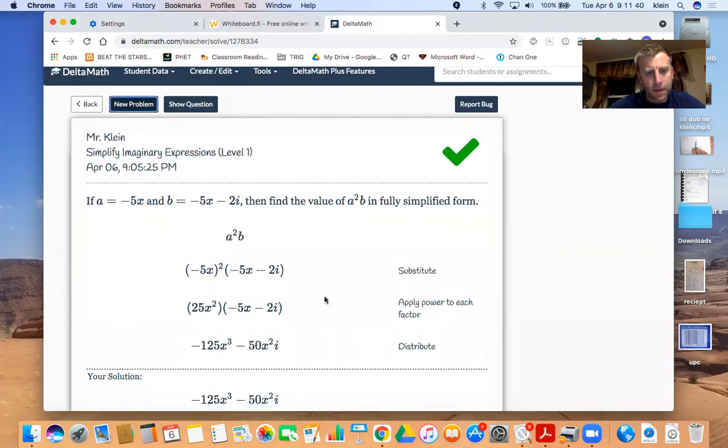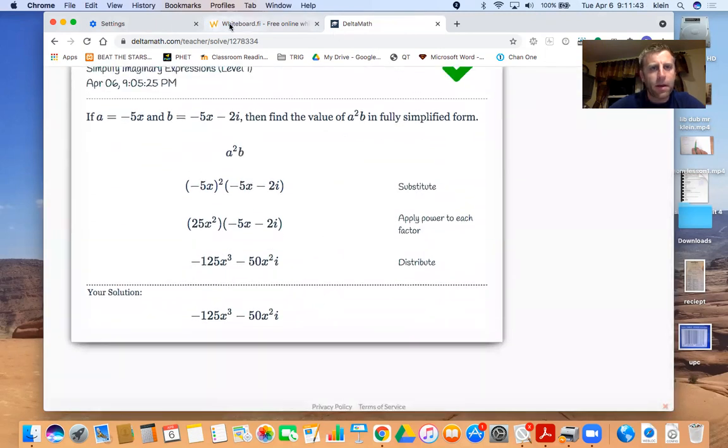Okay, and that is how they want it there. Hopefully that helps you guys out there.